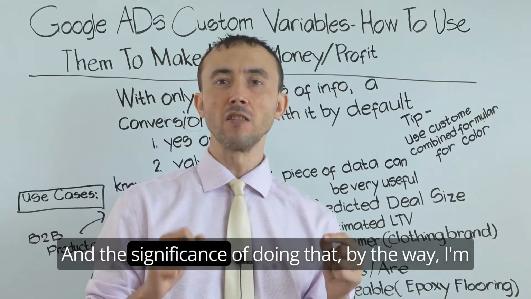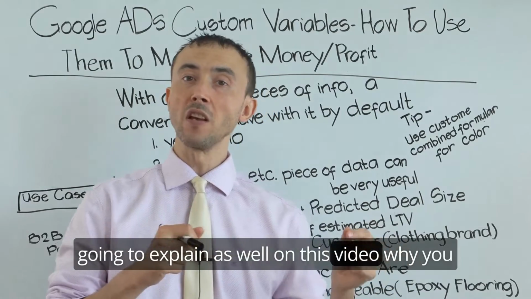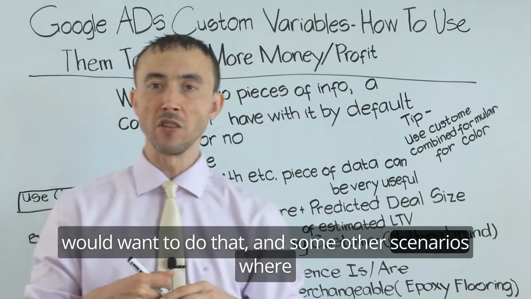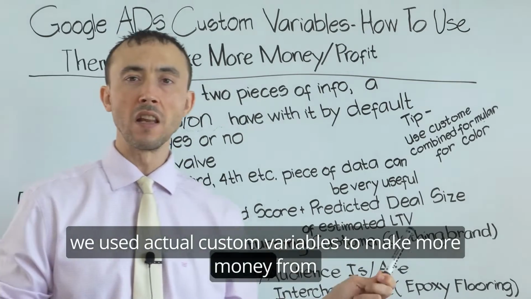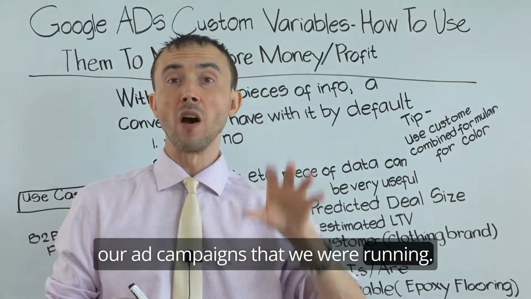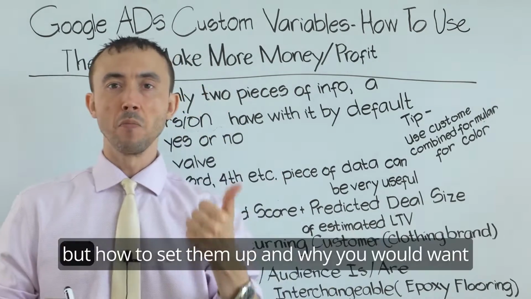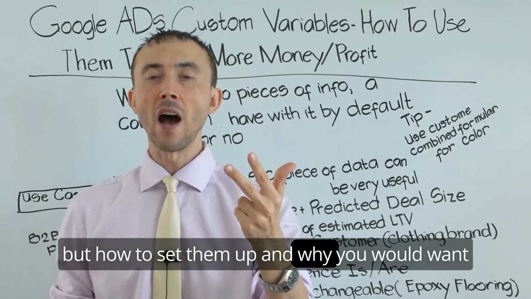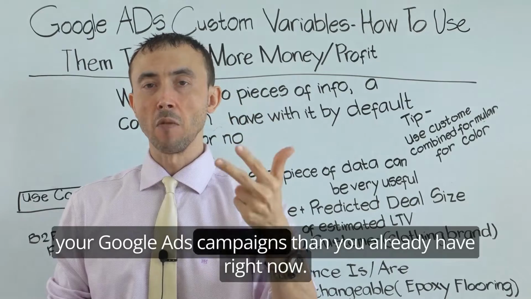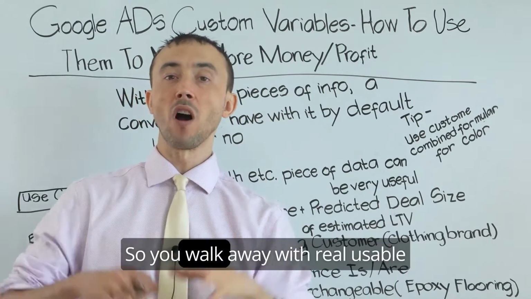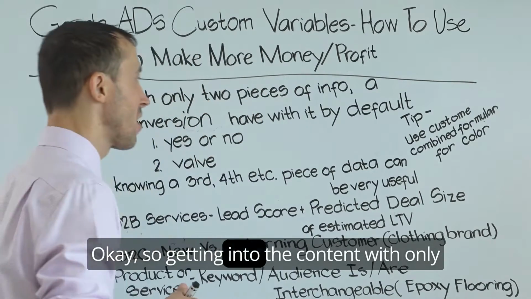And the significance of doing that, by the way, I'm going to explain as well on this video: why you would want to do that, and some other scenarios where we used actual custom variables to make more money from our ad campaigns that we were running, okay? So this isn't just about what custom variables are, but how to set them up and why you would want to set them up to actually make more money from your Google Ads campaigns than you already have right now. So you walk away with real usable information by the end of the video, okay? So getting into the content.